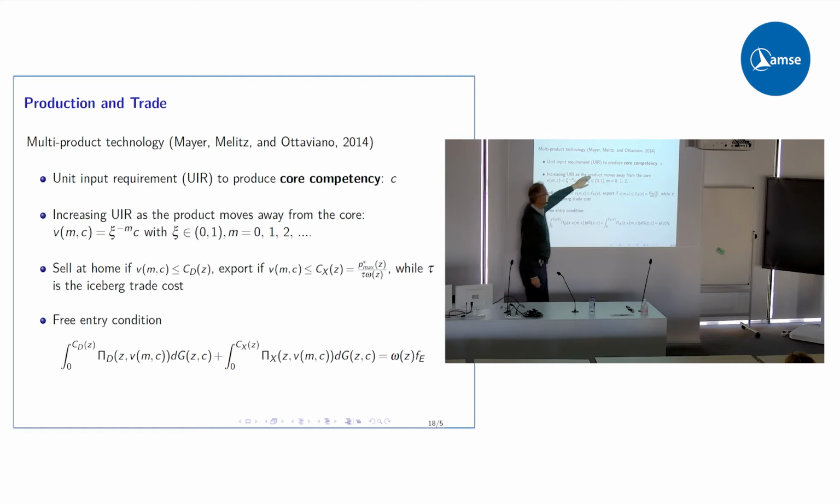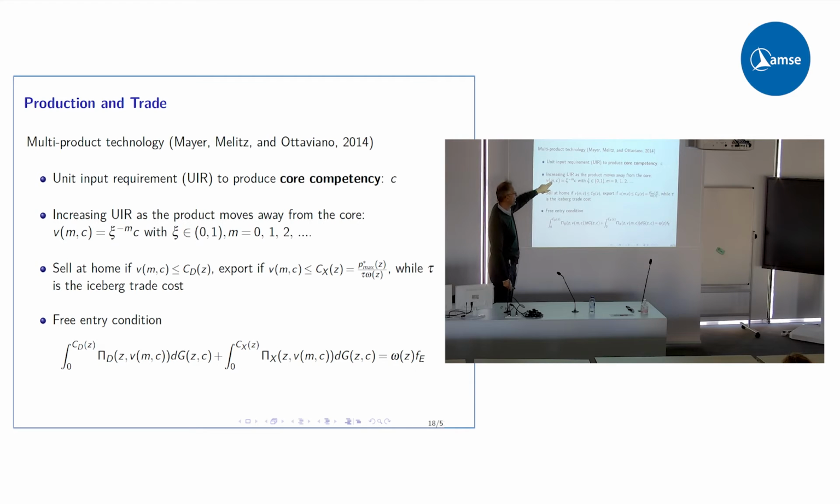You draw the unit input requirement for your core product, so the thing that you can do the best, and then you can create other products by customizing the original product. And this comes at a cost, which is increasing with the distance from the core product. So here you have the marginal cost of production for a firm that has drawn a unit input requirement c upon entry and is considering producing a product that is m steps away from the core.